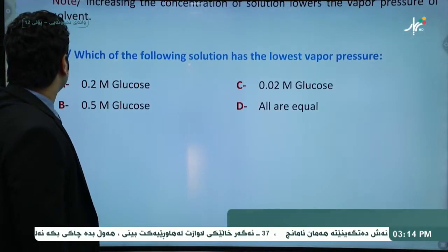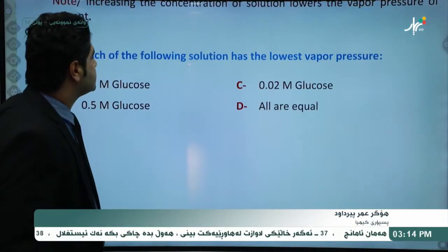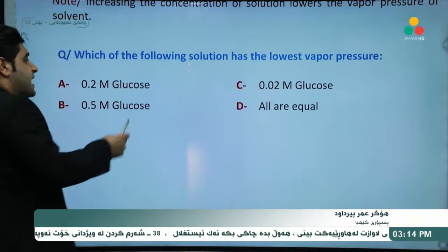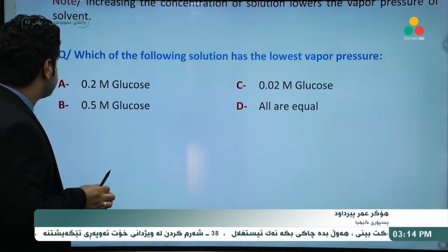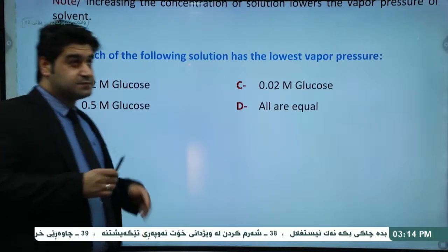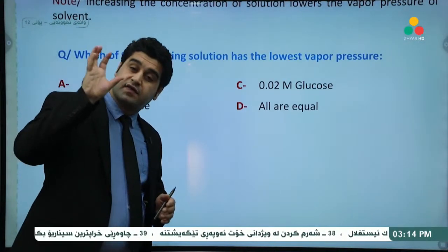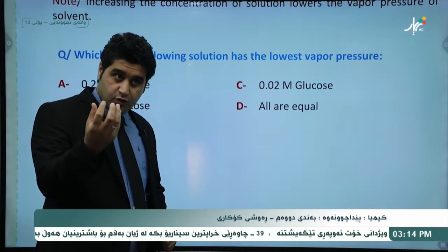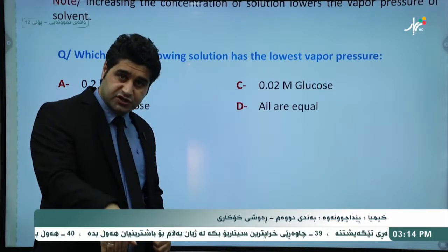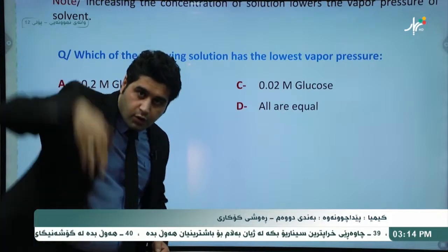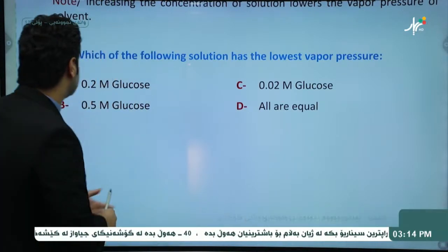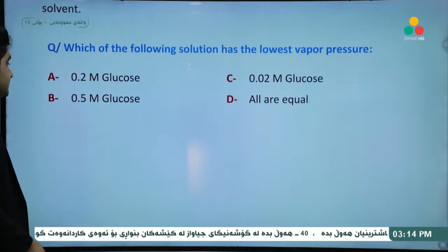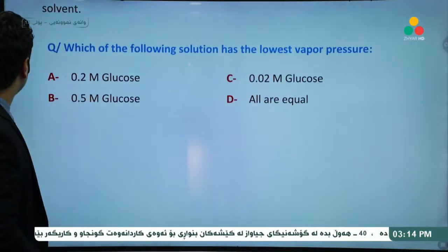Now, which of the following solutions has the lowest vapor pressure? Which of them has the lowest vapor pressure? As much as we increase the solute amount, we will have less vapor pressure. I mean, we have more lowering in vapor pressure. Look, and here we have 0.5 molality of glucose. Molality, this is not molar, okay?